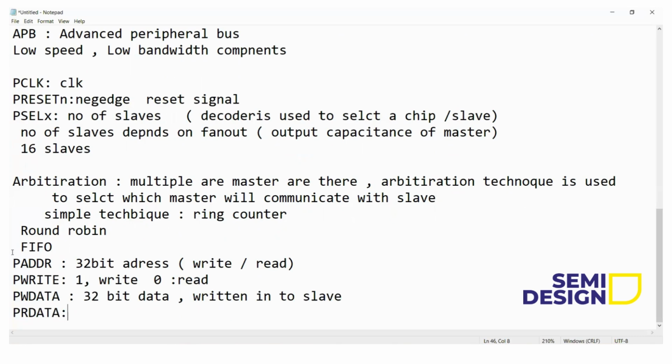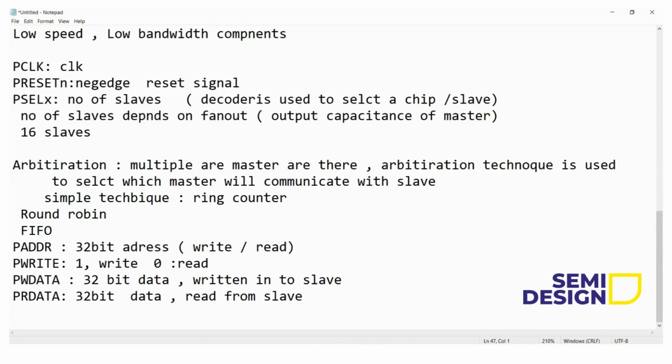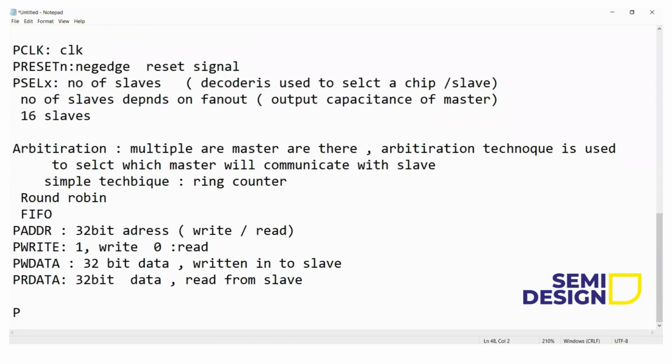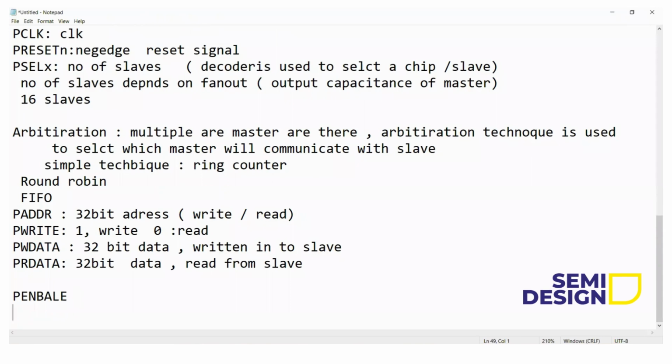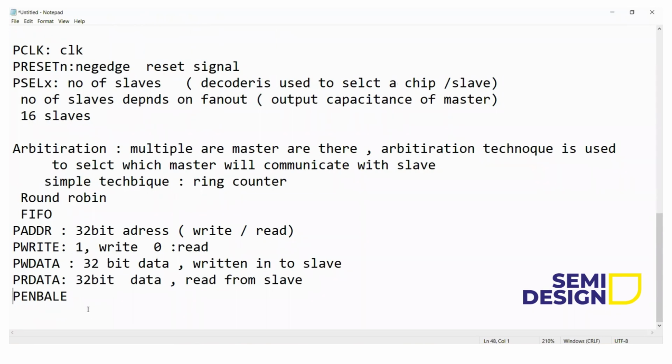All these signals are sent from master. Remember, master will be sending the write data to the slave, and master will be getting the read data. Read data always comes from the slave, write data comes from the master. So the 32-bit read data is read from the slave. So write data and read data are completed. Now there are some controlling signals: first is P enable, and P select X. P enable means if it is 1, then only the write or read operation happens.